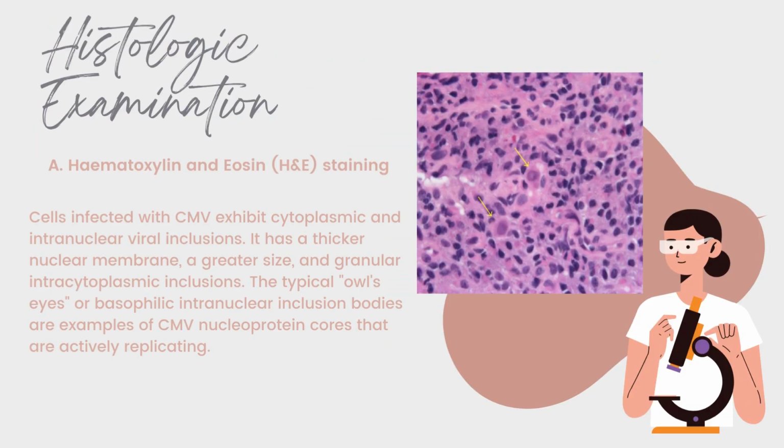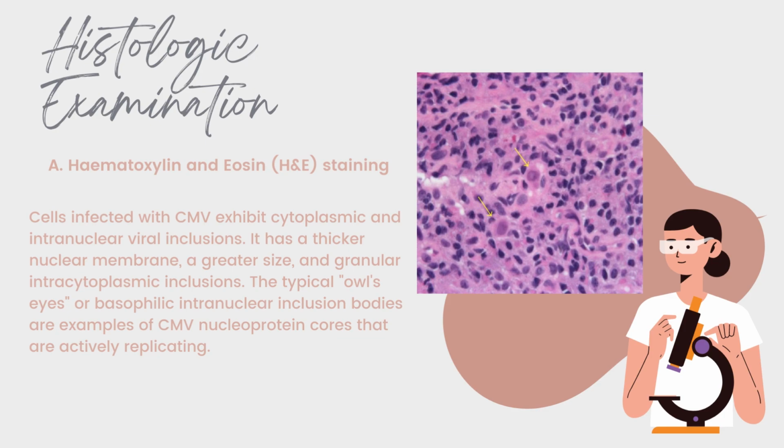Histologic examination in cytomegalovirus includes hematoxylin and eosin, or H&E staining. H&E staining helps to determine the types of cells and tissues, which then provides important information about the different characteristics of the cells in tissue samples. Eventually, it can diagnose a disease.